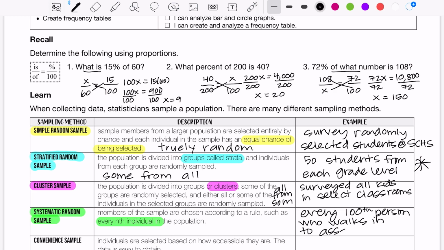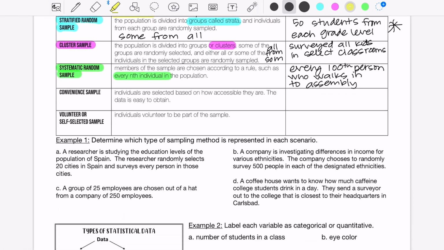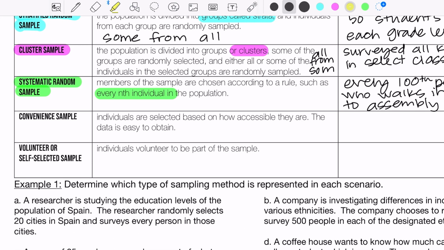Or like walks into the assembly. Okay. Convenience sample. This is one of the most terrible things to do because you're doing it for convenience and it isn't going to give you very accurate results. A convenience sample is simply that you're asking individuals based upon how accessible they are. And it makes the data easy to obtain, but it doesn't produce quality data.